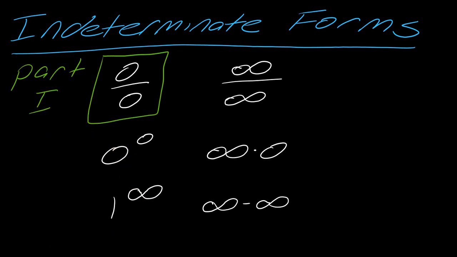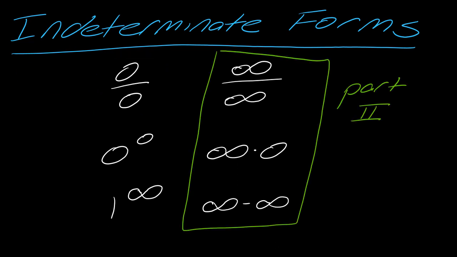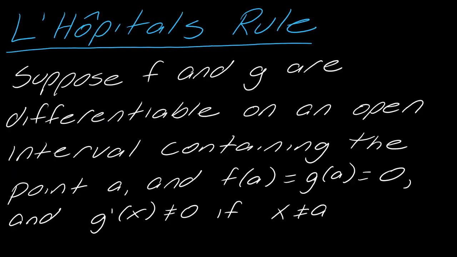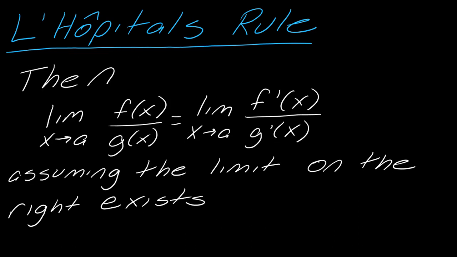In video 1, I introduced all of these indeterminate forms and talked about L'Hopital's rule for just 0 over 0. And then in part 2, I talked about L'Hopital's rule with these forms. So like I said, we're just going to be focusing on this today. And L'Hopital's rule, I'll go ahead and show you this again. L'Hopital's rule requires that we have this 0 over 0, or as we talked about in the last video, infinity over infinity form. When we get that, we can take the derivative of the top and the bottom and then try to evaluate the limit.